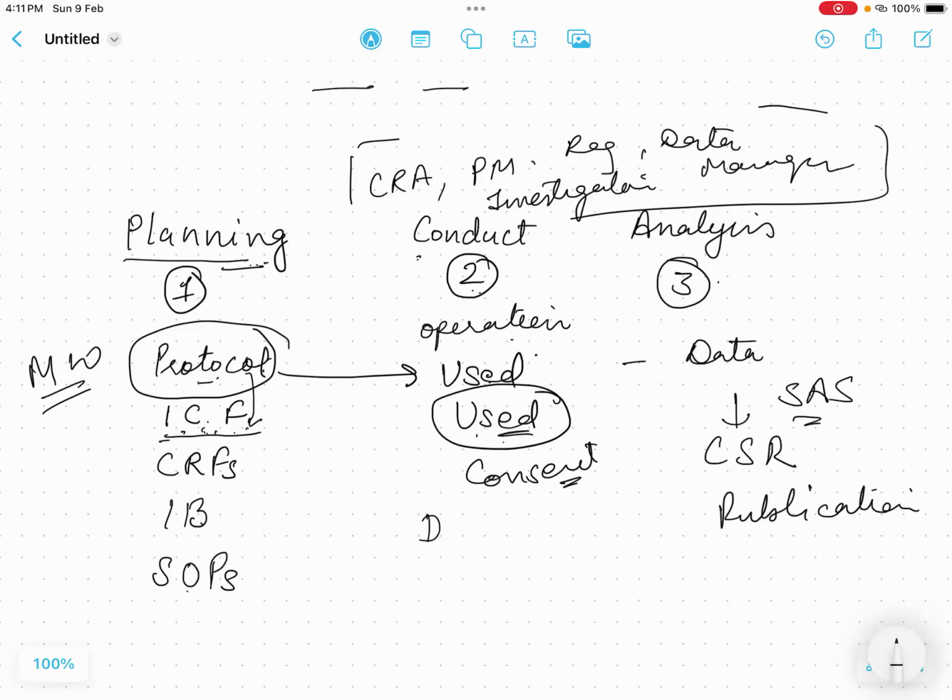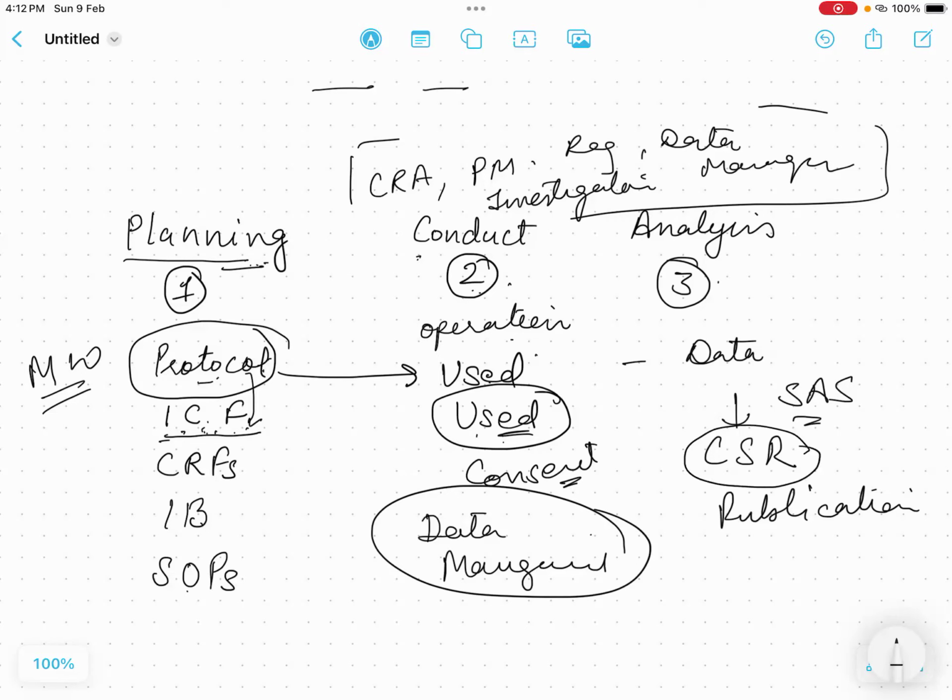And here the data management team will be very active at the second stage. They will be collecting all the data, and processing of data will be happening. So this is how, on a high level, these documents are connected. There should not be any doubt how these documents are being utilized. When you are writing this clinical study report, the protocol, ICF, CRFs, IB are all attached in the appendices of the CSR, and this CSR is submitted to regulatory bodies.